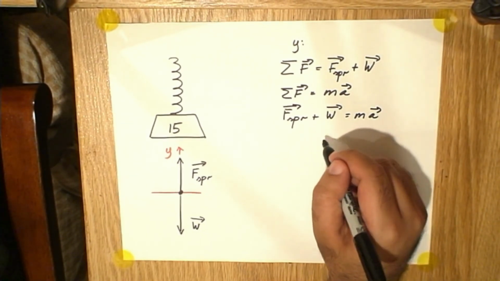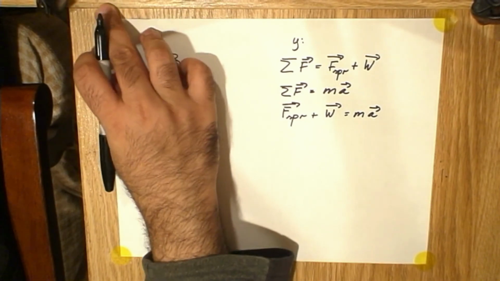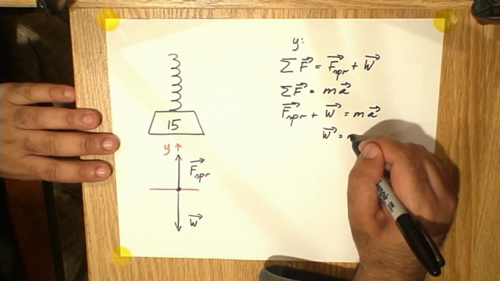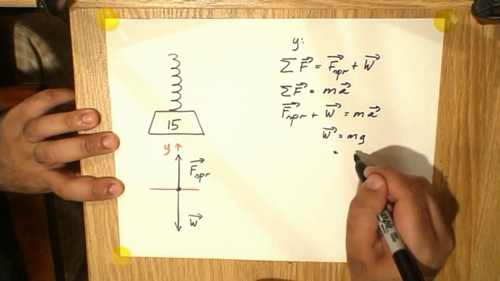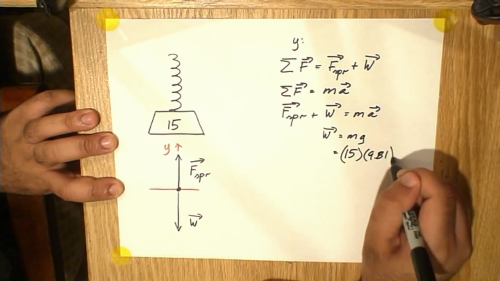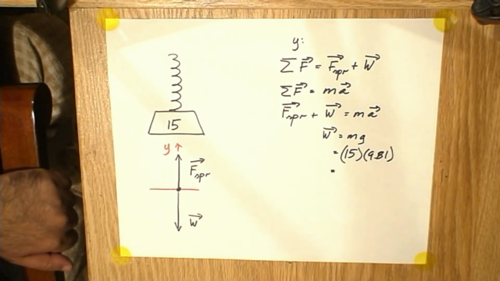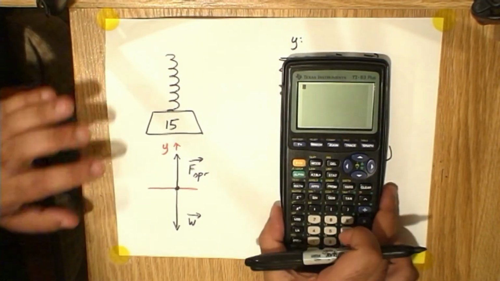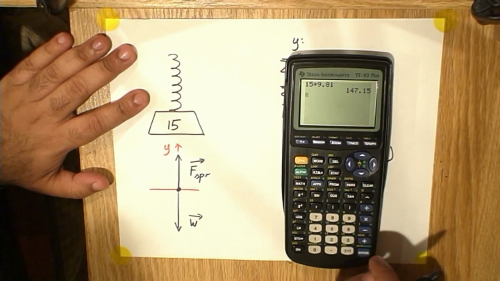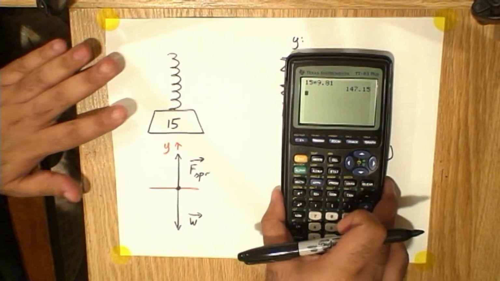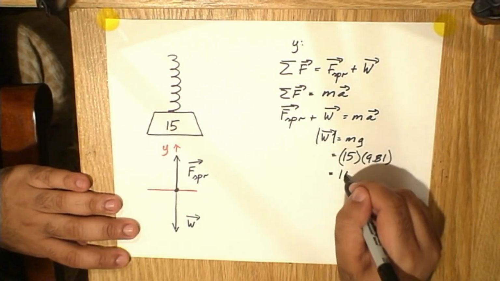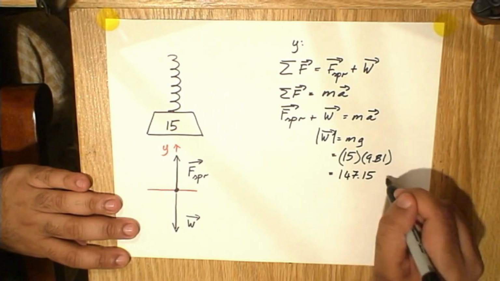Now, weight is equal to mass times gravity, which is in this case 15 kilograms times 9.81 meters per second squared, which works out to 147.15. So the weight of this object is 147.15 newtons.